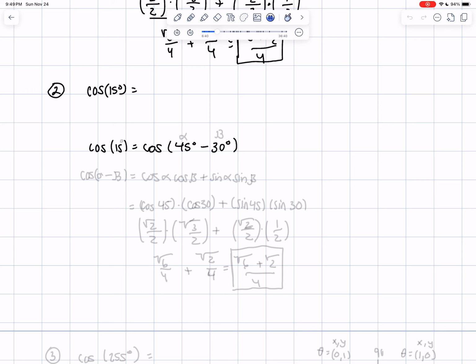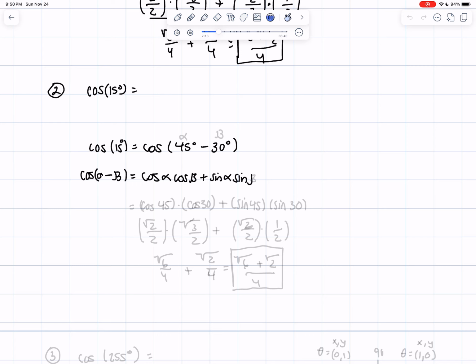But it's going to be a little bit different because cosine is different than sine. So if I have cosine of 45 minus 30, if I have alpha minus beta, what's going to happen is instead of subtraction, I'll have addition. So cosine of alpha minus beta gives me cosine alpha times cosine beta plus the sine alpha times the sine beta.